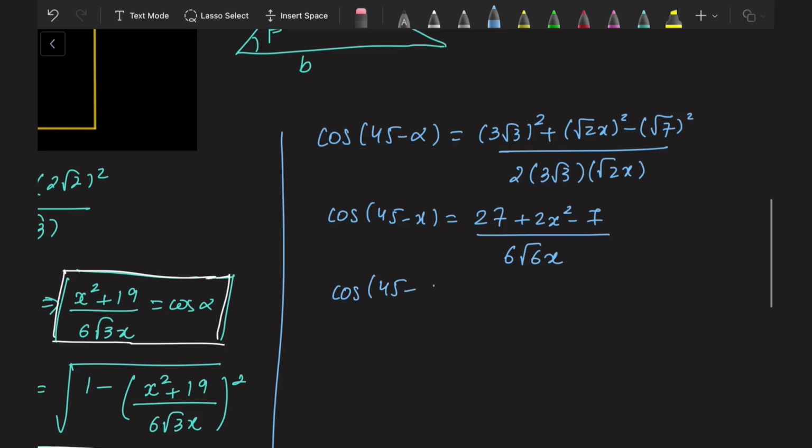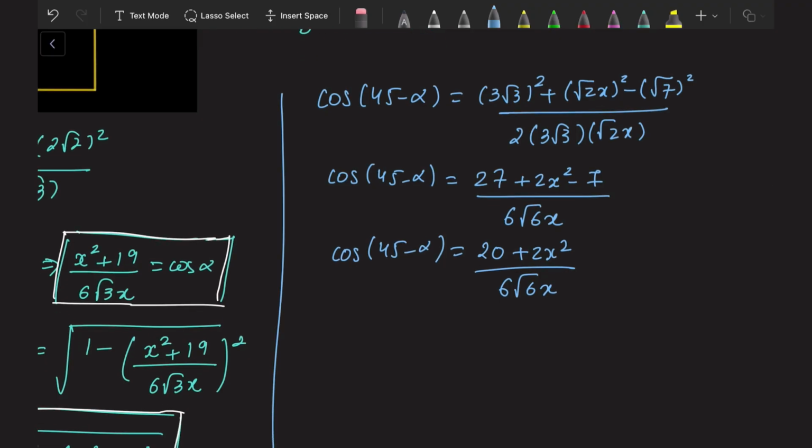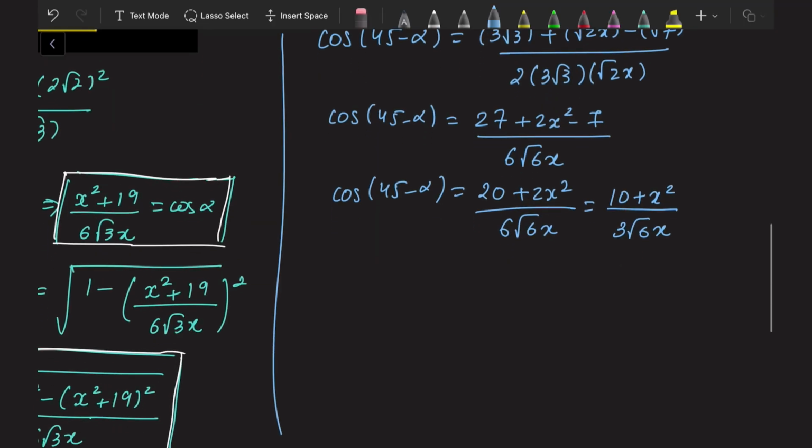So finally the value of cos 45 minus alpha, sorry for this mistake, is going to be 20 plus 2x square divided by 6 square root of 6x. You can go on and cancel the 2 from the numerator and denominator, and henceforth get 10 plus x square divided by 3 square root of 6x. This is the value of cos 45 minus alpha.